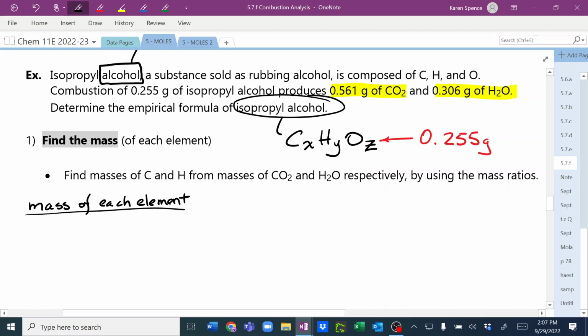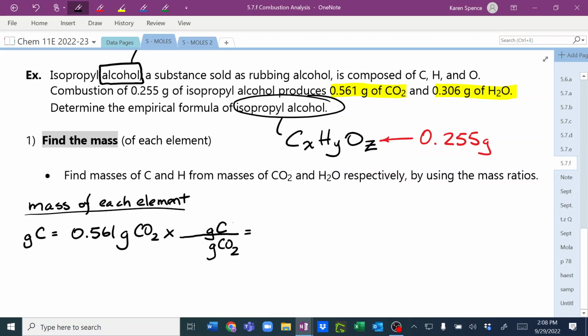So I am going to start with my carbon dioxide. Sorry, grams of carbon. I'm going to start with 0.561 grams of CO2, and I want to convert that into grams of carbon. So what do I need to cancel? Grams of CO2. And I need to find grams of carbon. And like I said, you could do this by using moles, but you can just do this directly, grams to grams. So what is the ratio there?